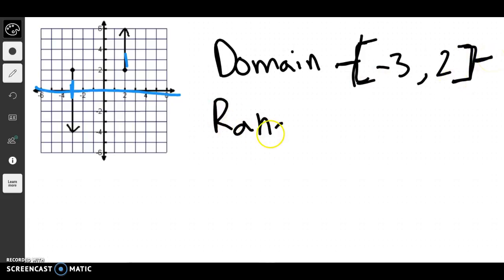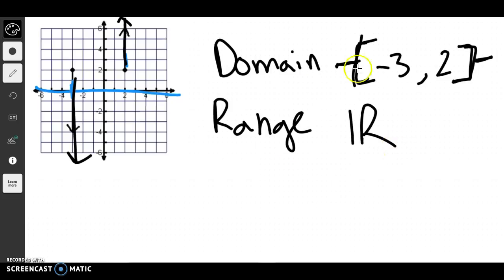Our range, again, its biggest point, I can't tell you what that is because it keeps going. And its smallest point, I can't tell you what that is because that keeps going. So again, it's all real numbers. That's its domain and range.